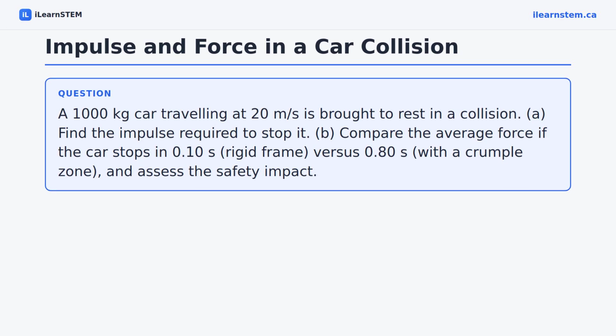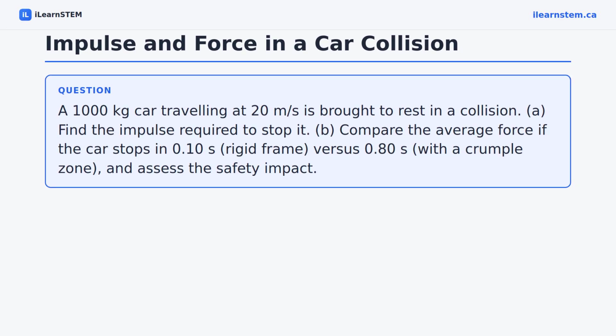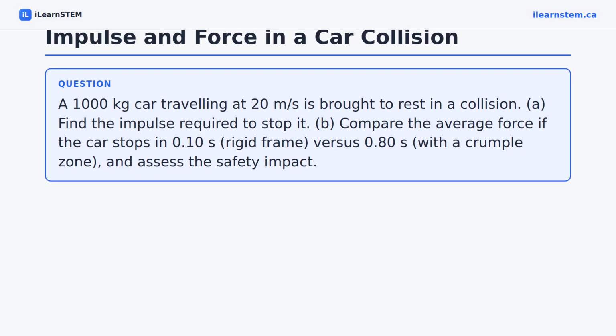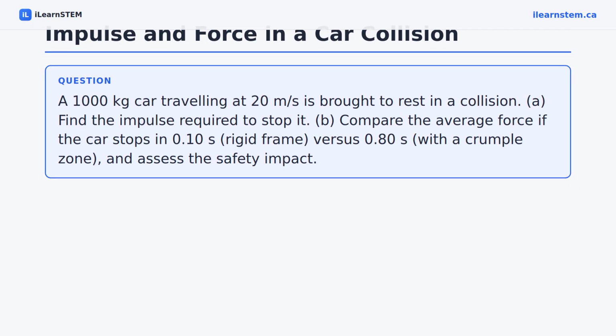Part B, compare the average force if the car stops in 0.10 seconds, a rigid frame, versus 0.80 seconds with a crumple zone, and assess the safety impact.